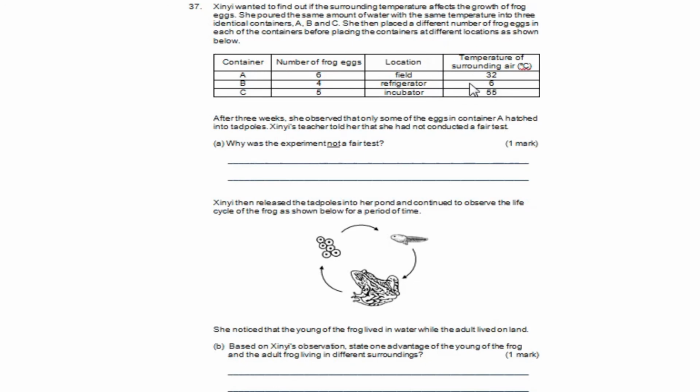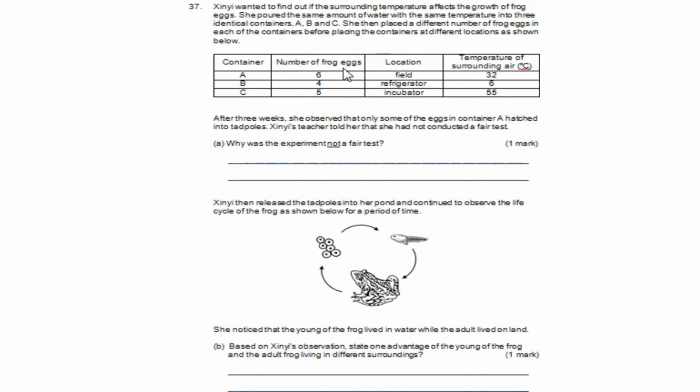So basically, of course, I can't keep the temperature the same, like 20 degrees, in the field or in the fridge or the incubator, because in the fridge you can't get it at 20 degrees, and in the incubator you can't get it at 20 degrees. So basically, the location will determine the surrounding temperature. So I'm not saying that there is any change in the temperature of the surrounding air. It means that I change the location, so that's why the temperature is also changing. So in this case, there are only two variables being changed: the location and the number of frog eggs.